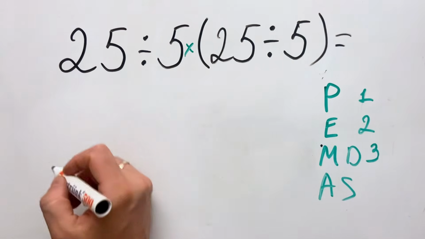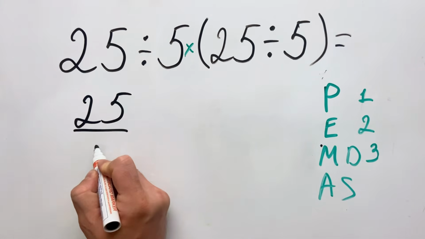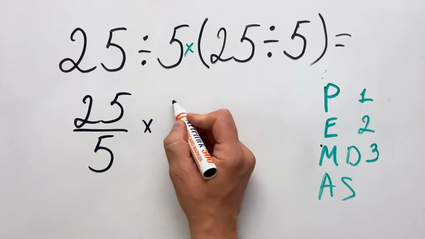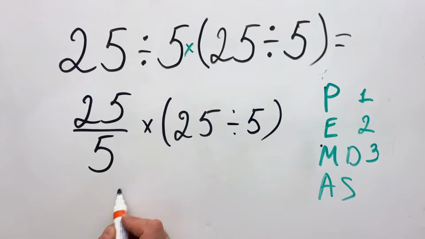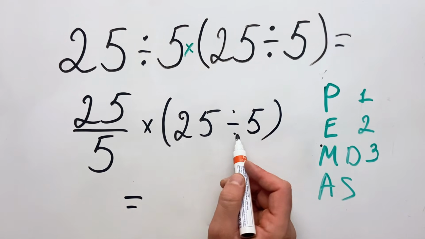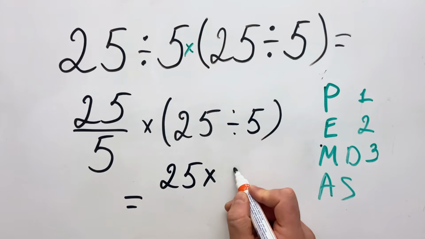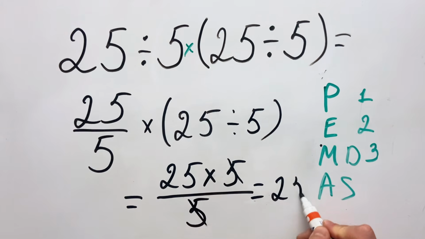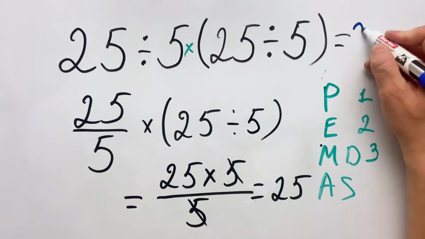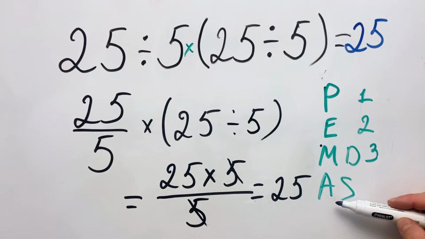Let's solve it as we showed before. We will write it as 25 over 5 multiplied by 25 divided by 5. So what we get here, 25 divided by 5 is 5. So we get 25 multiplied by 5 over 5. So 5 and 5 we simplify, and the answer is 25. So the correct answer for this equation is 25, and the correct way of solving is the order of operations, PEMDAS.